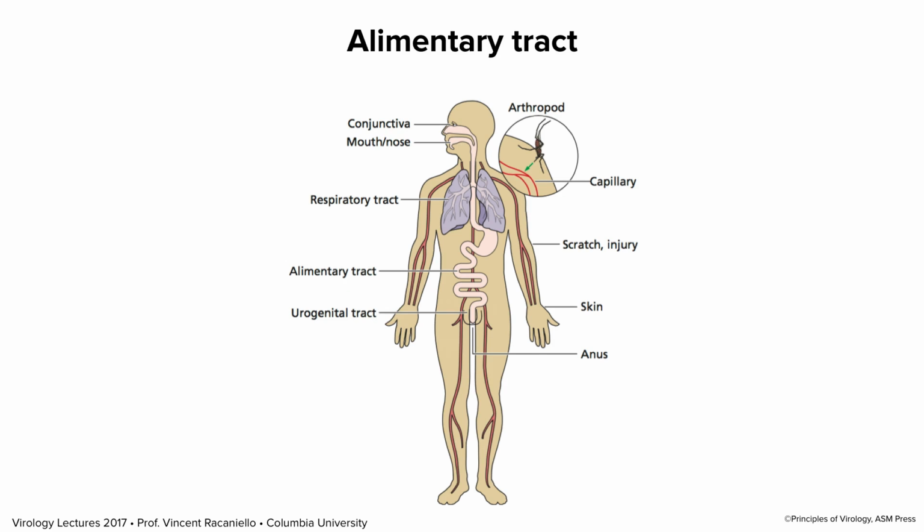The alimentary tract is another one, from your mouth and esophagus through the stomach and the large and small intestine. It's lined with similar epithelial cells that are exposed to the environment. It has to be able to take in nutrients and excrete waste as well. So it's a good portal for entry.